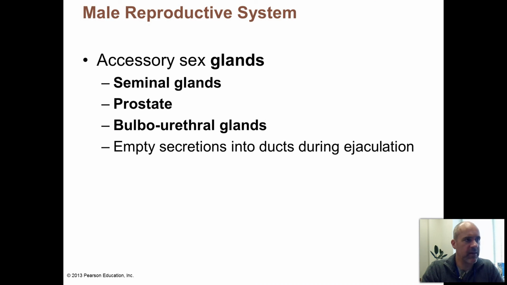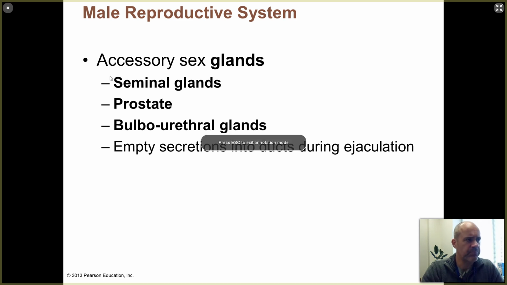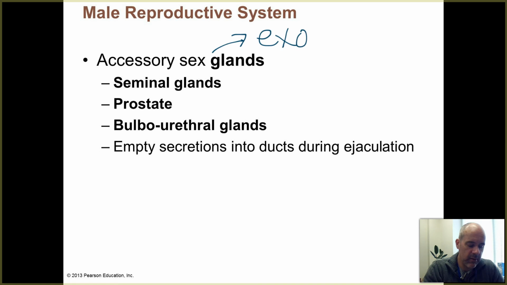All right, so that is the testes and then that system of ducts through which the sperm are going to pass. What about the accessory sex glands? So the testes are a gland, and in fact they're an endocrine gland because they produce testosterone, a sex hormone. These accessory sex glands are exocrine glands because they secrete substances that are going to wind up on internal surfaces, and eventually they're going to have an exit route out of the body.